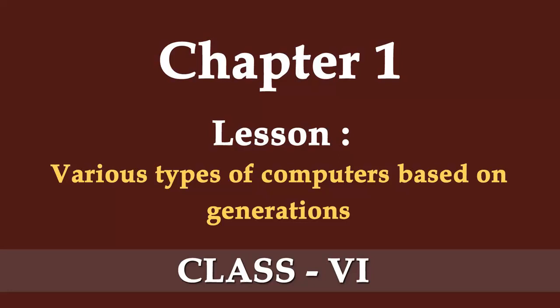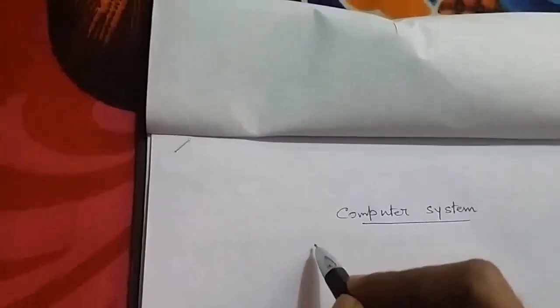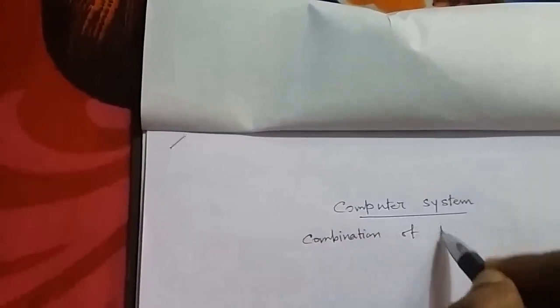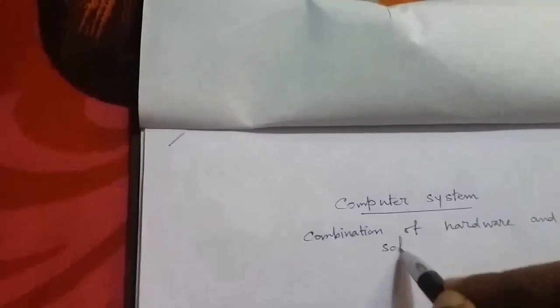So today I am going to discuss our first lesson of chapter 1, which is the categories of computers and computer languages. At first you need to know what a computer system is. A computer system is nothing but the combination of hardware and software.